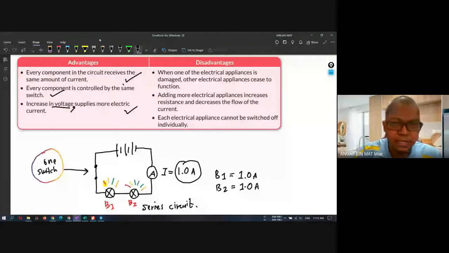Now let's see the disadvantage of series circuit. Number one, when one of the electrical appliances is damaged, other electrical appliances cease to function. Cease to function here means that the other appliances cannot function. For example, I will show you what happened.